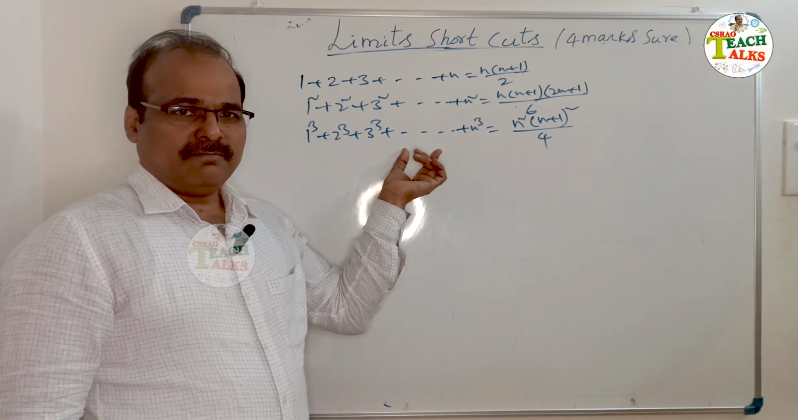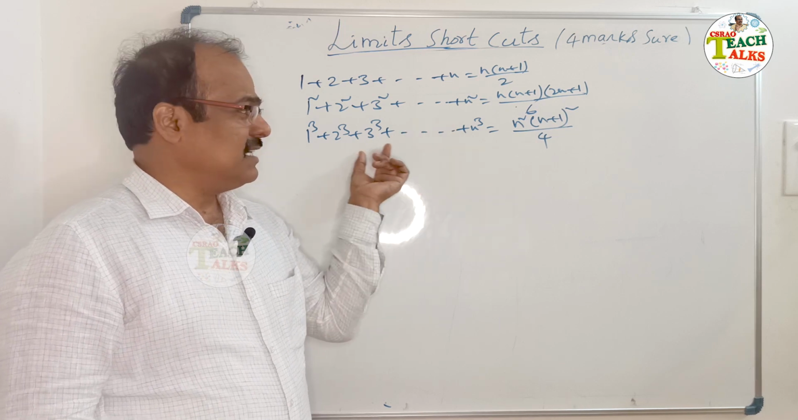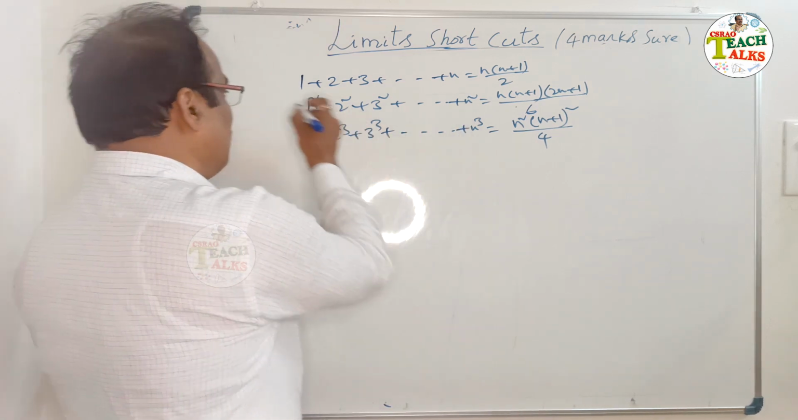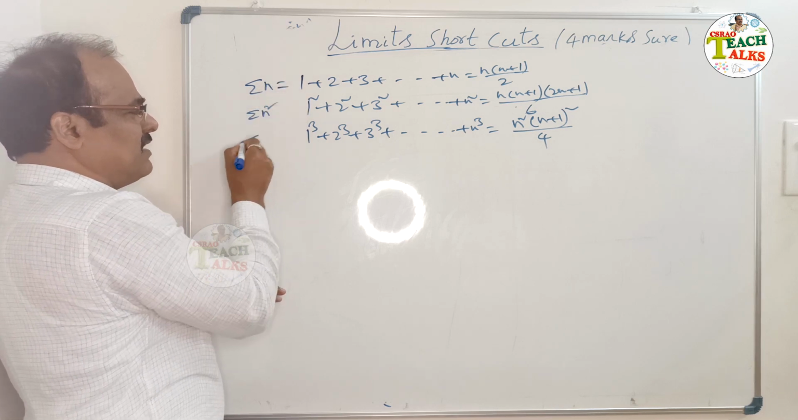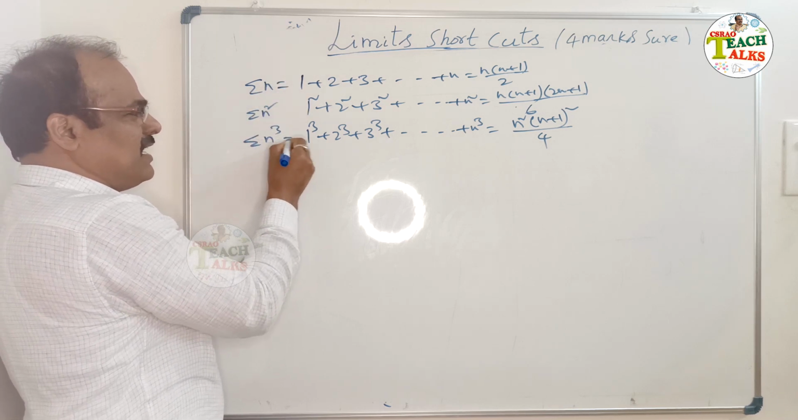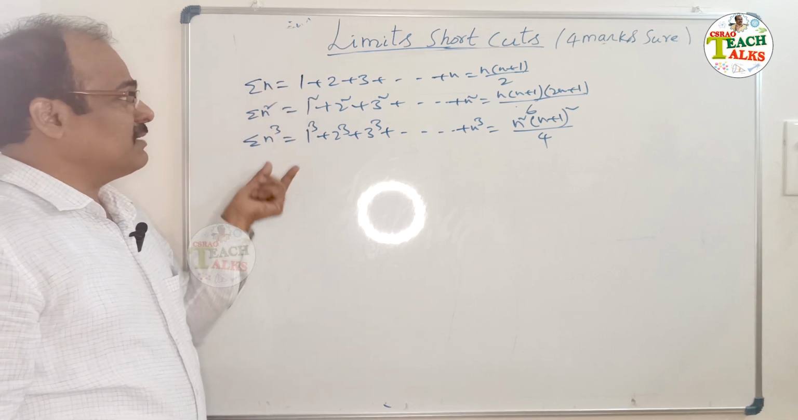These are the sequences and series concepts from 11th class. Just remember, this is also called sigma n. This is also called sigma n square. This is also called sigma n cube. You have to remember the short way, sigma n.